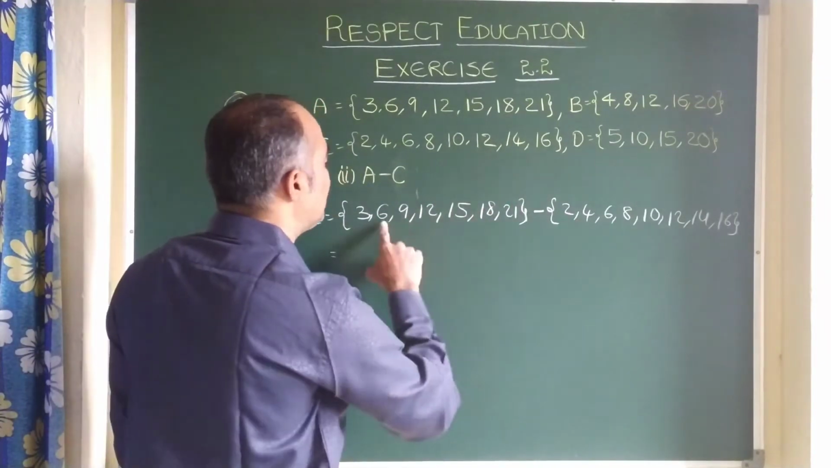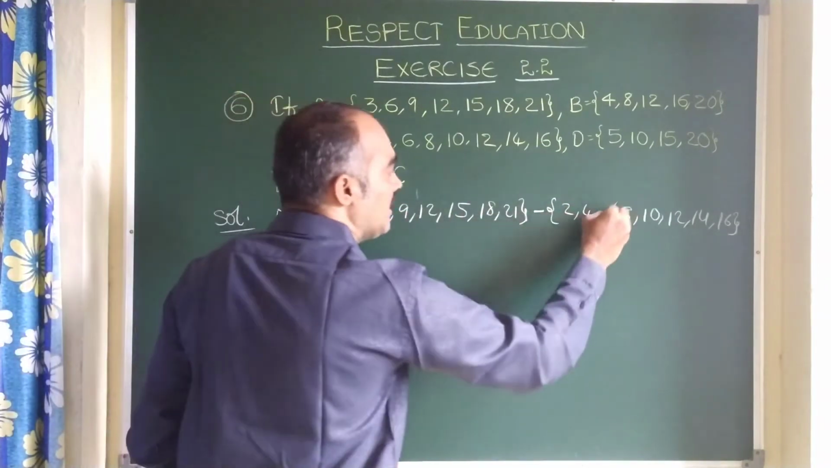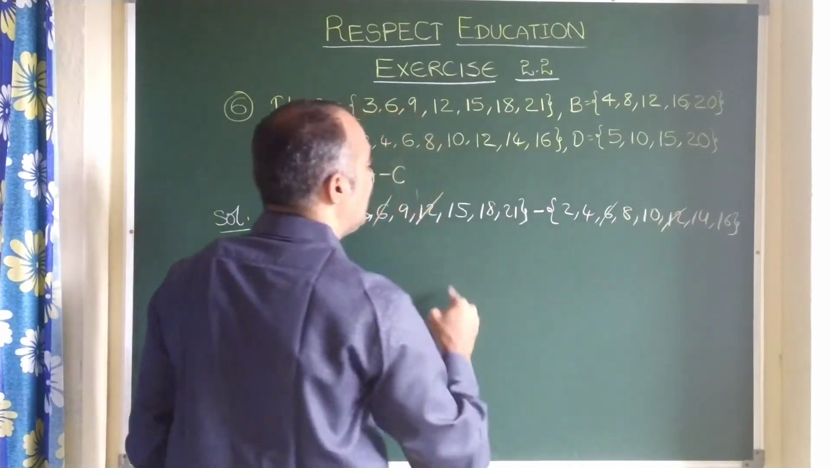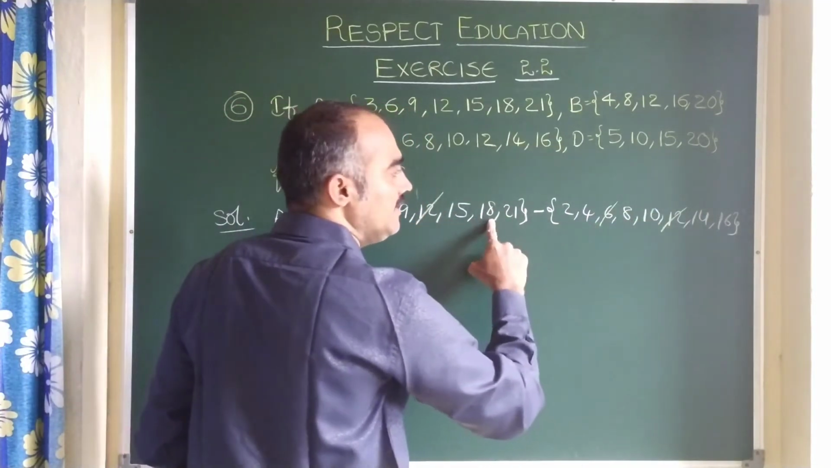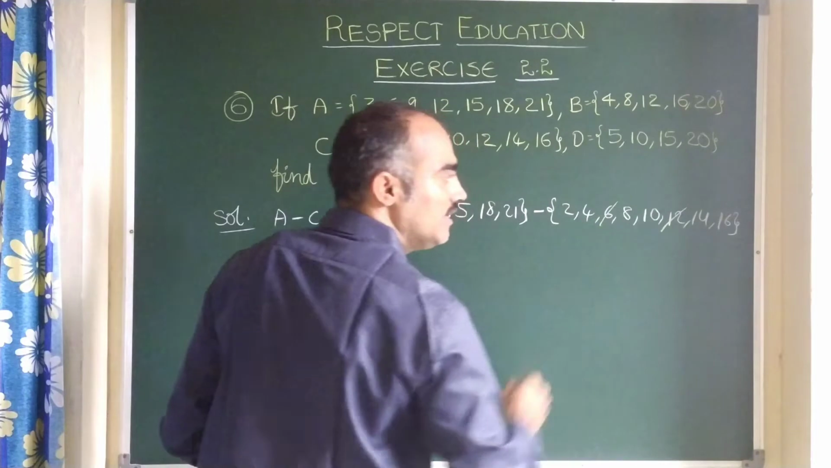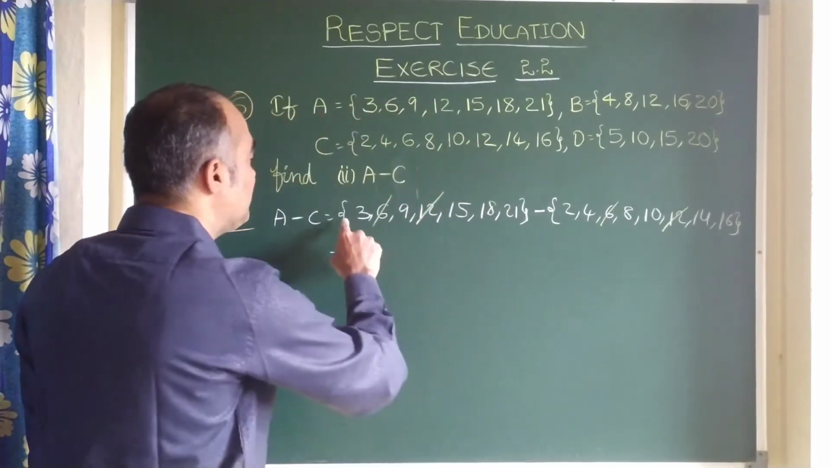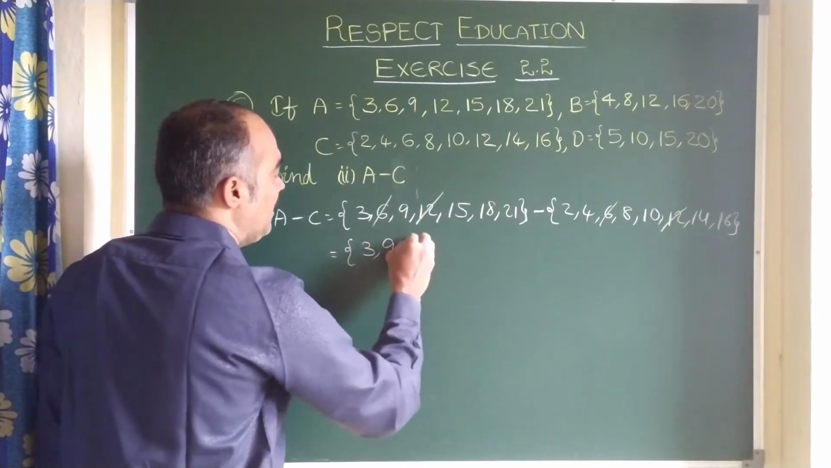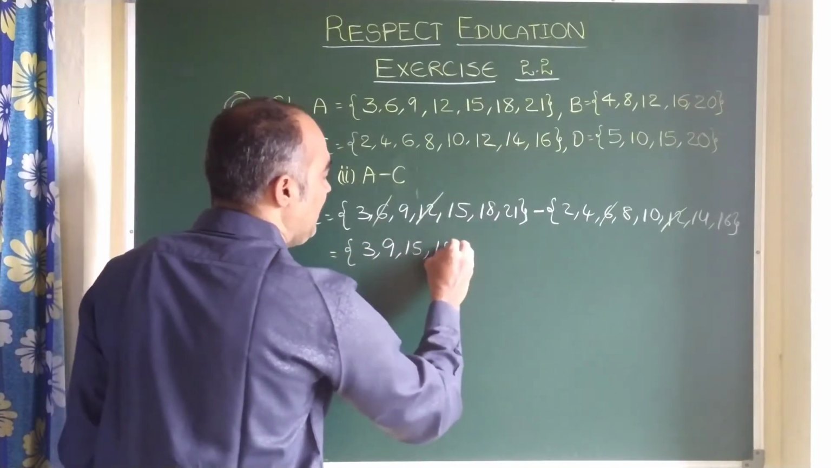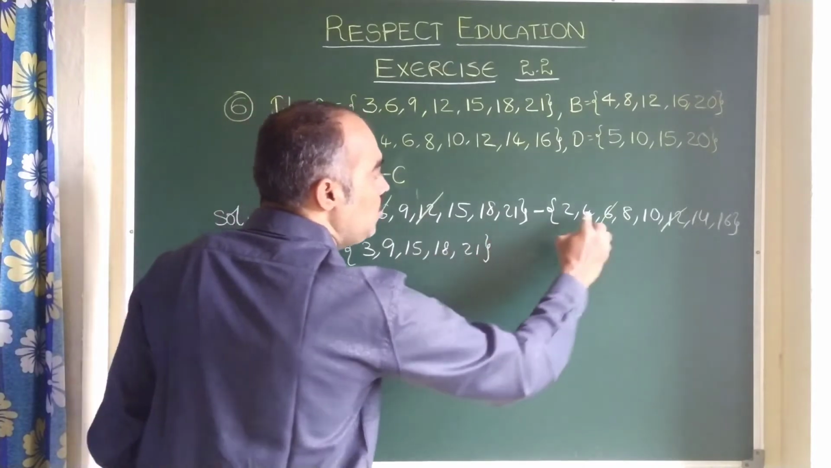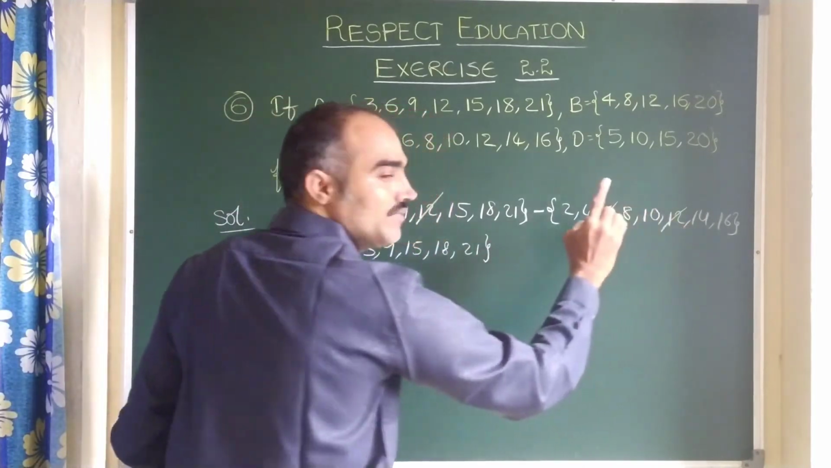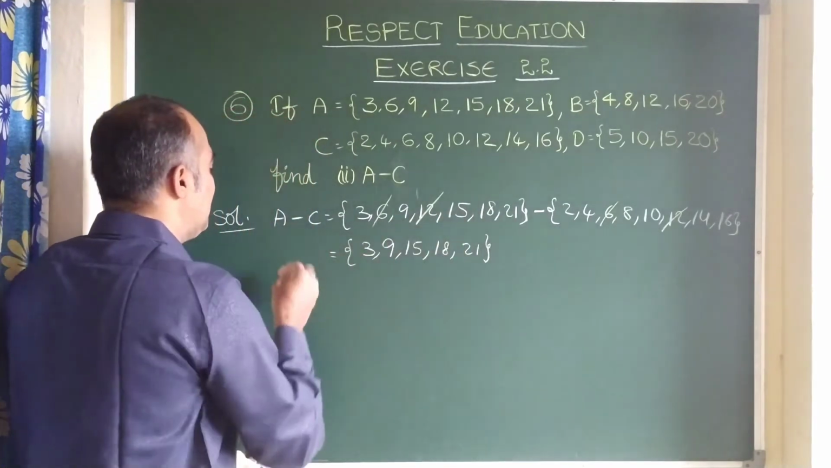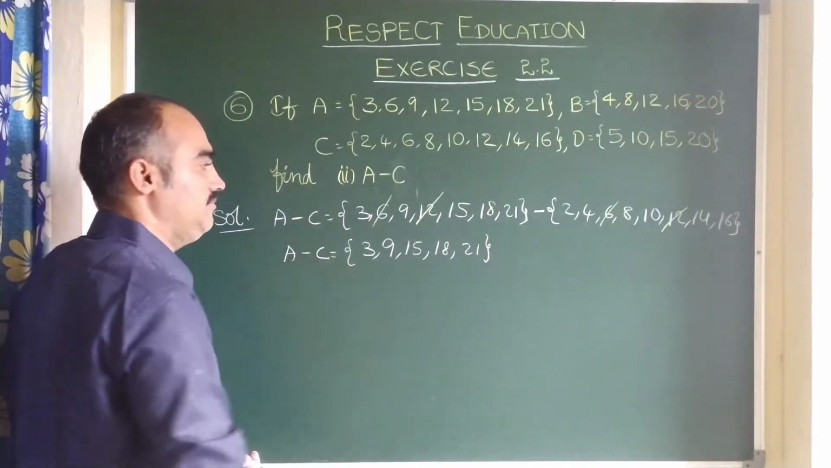3 is there in A, not in C. 6 is there here and here, you cancel them. 9 is not there, 12 is also there, cancel 12 and 12. 15, okay, next 18 is here, not there, 21 also not there. So let us write the leftover values in the first set. So here we can write 3, 9, 15, 18, 21. That's all, children. Do not write these values. Keep in mind that we should write only the leftover values in the first set. So this is A minus C.